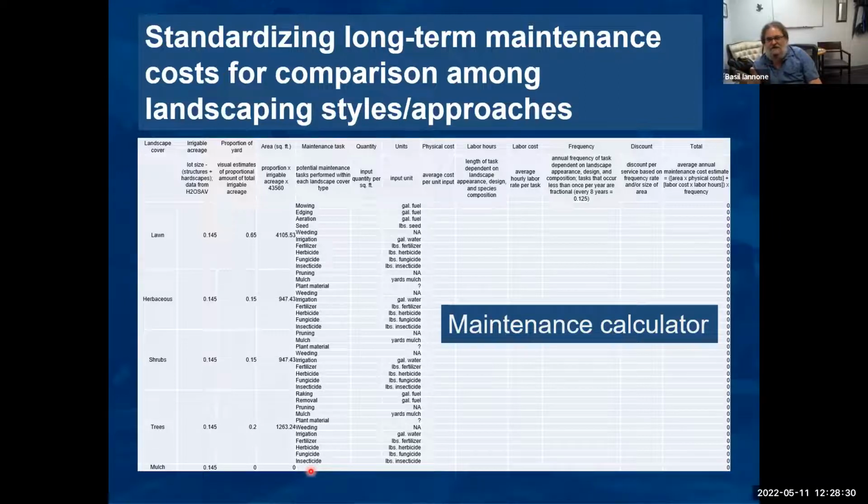My PhD student, Jesse Jones, did a standardized cost calculator for landscaping. So if you go to a landscape and you look at it and say, okay, how much would it cost to maintain this style of landscape versus this style? We can come up with standardized estimates. So we'll start to look at those long-term costs of maintenance versus the short-term cost of installation.